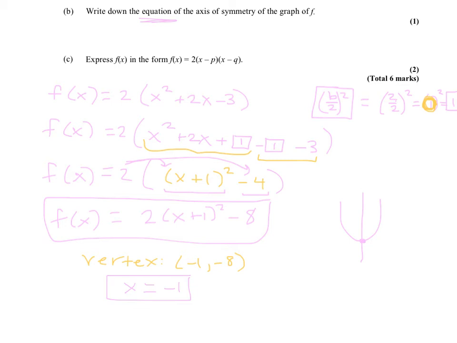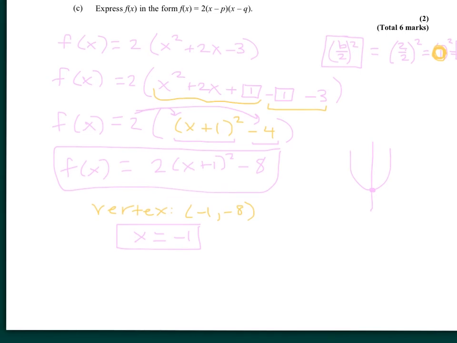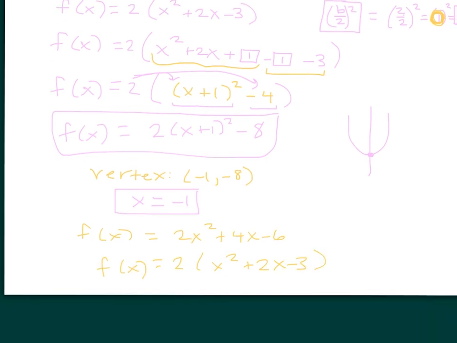Okay, the very last step says express f of x in the form, and that is factored form. Now, this is what I was saying before. To be honest, it's probably not easiest to go from this to factored form. It's probably easier to start back from what they gave us at the beginning, 2x squared plus 4x minus 6. So let's go ahead and do that. 2x squared plus 4x minus 6. Now notice that 2 is pulled out, so we're going to want to do that first. Pull out the 2. Once we do that, all we have to do is factor.